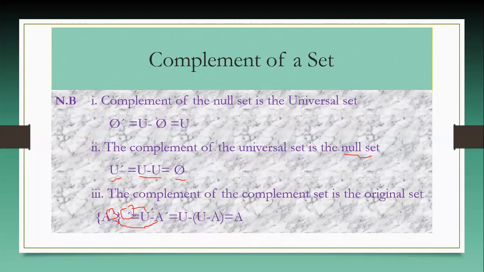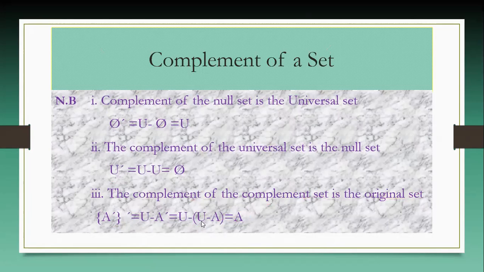A double dash means U minus A dash. Now, write U minus again, and this A dash means, write it in the small bracket, U minus A. When you solve this part, you get A. Simply A. That means A double dash gives you the answer A. That means the complement of the complement set is the original set. Original set means A. If B double dash is there, we get the answer B. If C double dash is there, we get the answer C. Clear?